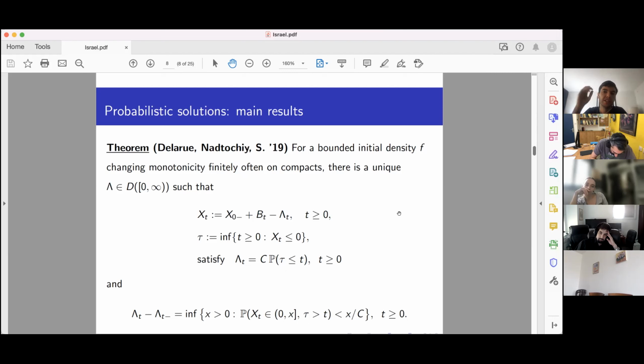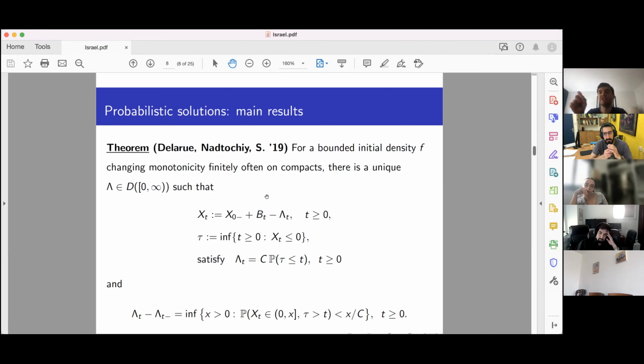The condition on the initial density F is that it's non-oscillatory. One way to say it is that on every compact interval, it changes monotonicity only finitely often. So it can oscillate at infinity. You can have something like a sine type of function, plus a constant, which will make it positive.